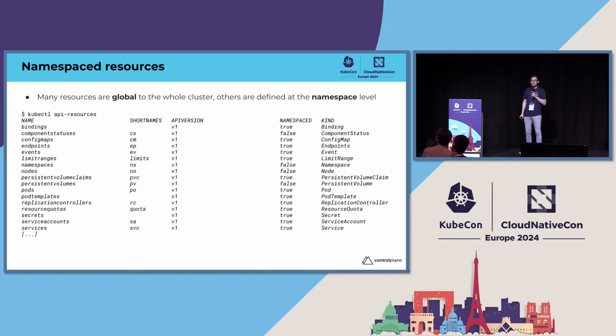Not all resources are namespaced, so this is the output of the api-resources command. And many resources are actually global to the whole cluster. You will see this with the namespace column. Interestingly enough, of course, namespaces are a global resource, right?